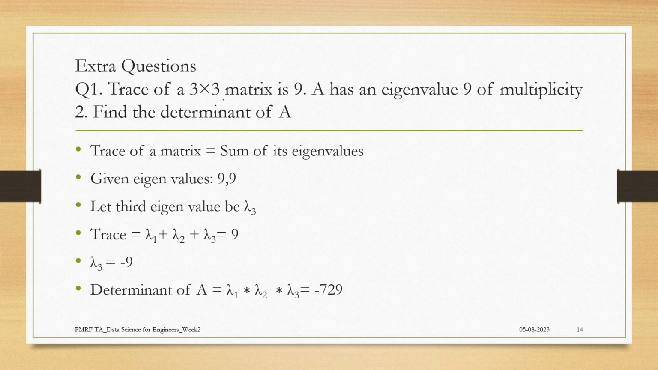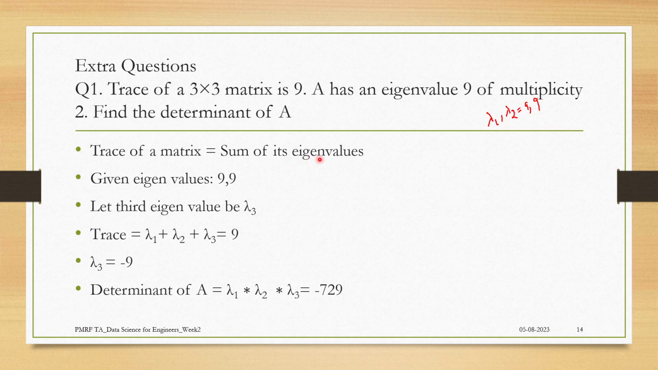So the trace of a 3 by 3 matrix is given as 9. You might remember, trace is the sum of the principal diagonal elements. Then A has an eigenvalue 9 of multiplicity 2. That means lambda 1, lambda 2 equal to 9, 9, and find the determinant of A. We know that the trace of a matrix is the sum of eigenvalues.